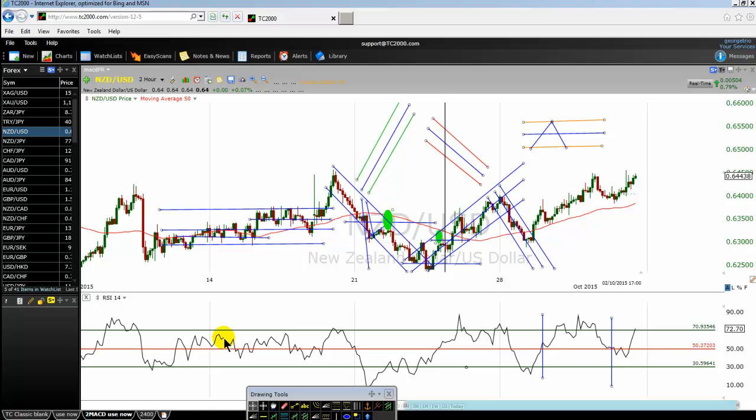RSI above 50 means that the price is above the median line of a particular horizontal channel. Here, you see it was above 50, it was this smaller channel here. Below 50 means that the price is below the median line of the current horizontal channel. You see here I have the smaller channel, but if you consider the bigger one here, you may see that the price is not below. If you consider the smaller one here, you see that it's below.